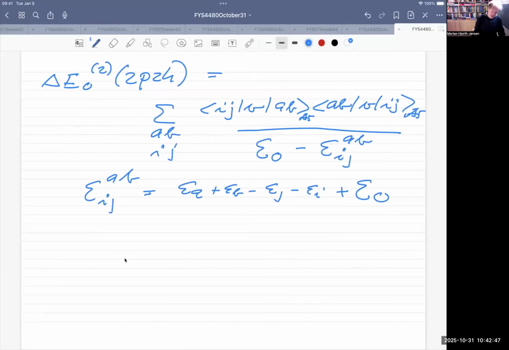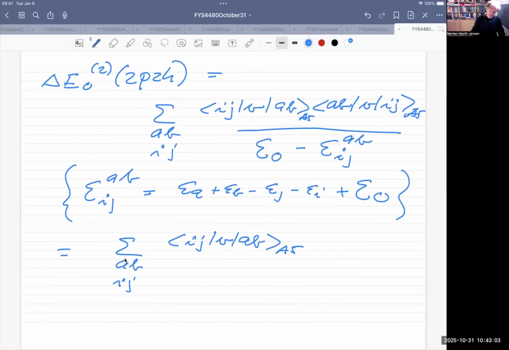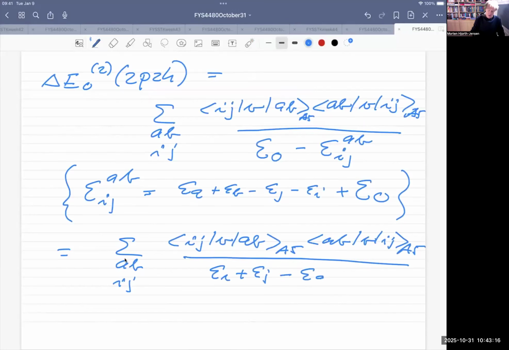So this expression then, if we now put this into parentheses here, is going to be given by the sum over AB, IJ, V, AB, anti-symmetrized, and then V, IJ, anti-symmetrized, divided by epsilon I plus epsilon J minus epsilon A minus epsilon B.